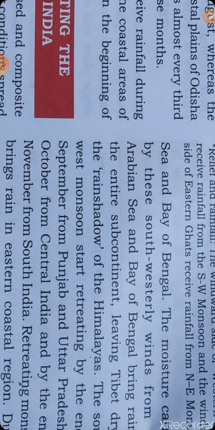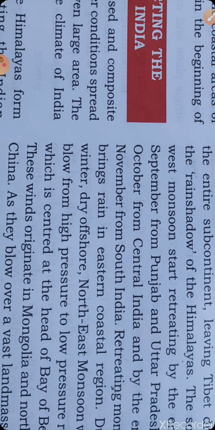The southwest monsoon starts retreating by the end of September from Punjab and Uttar Pradesh, by October from Central India, and by the end of November from South India. So this is the retreating monsoon.